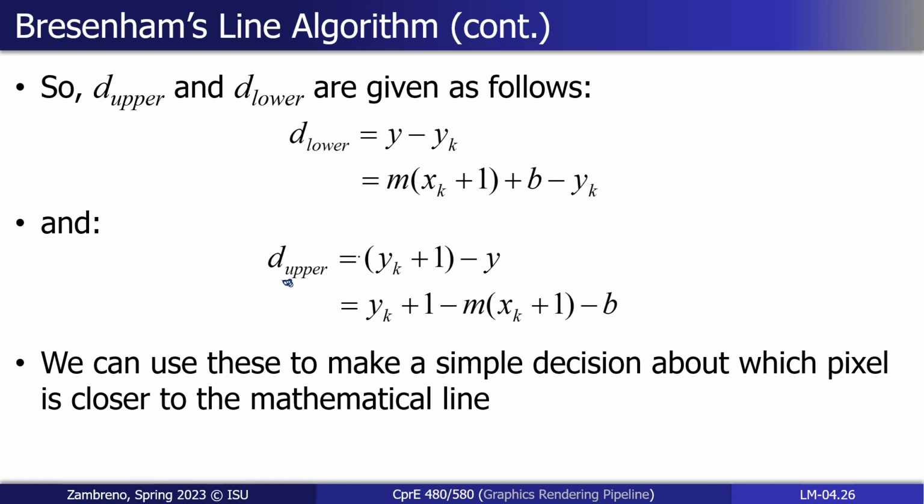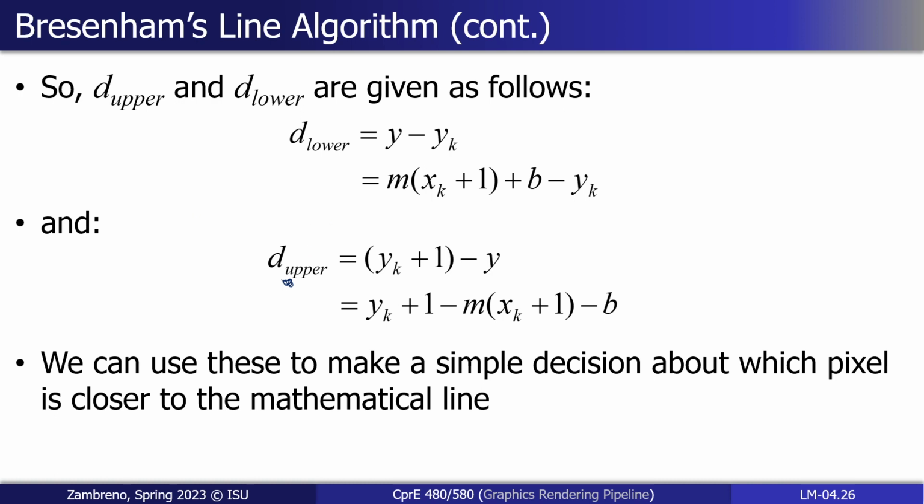And we can just plug back into the line equation to get what that works out to be. D lower is then equal to m times x sub k plus 1 plus b minus y sub k. Likewise for D upper, it's y sub k plus 1 minus the value of that equation calculated for y. That doesn't really fix anything as of yet. So just looking at that formulation of it, that doesn't actually tell us anything in terms of, okay, we've saved some arithmetic here. So bear with me for a couple more seconds.